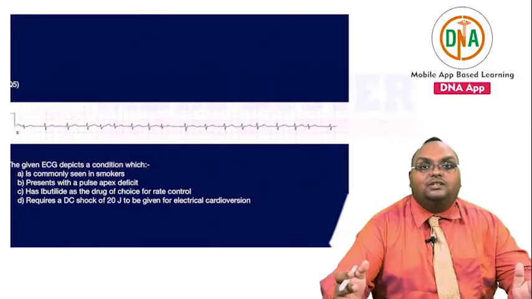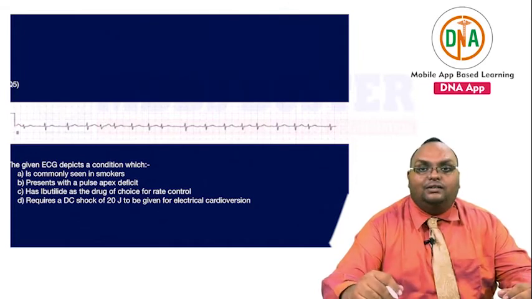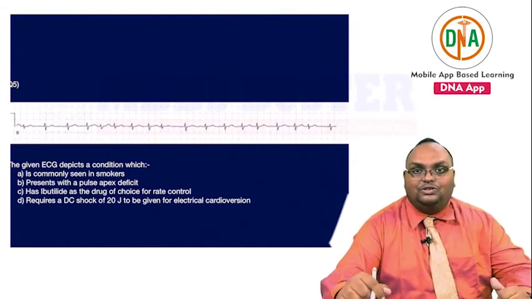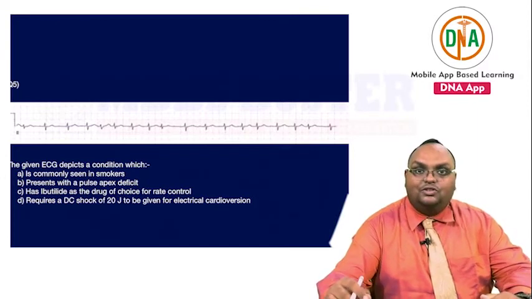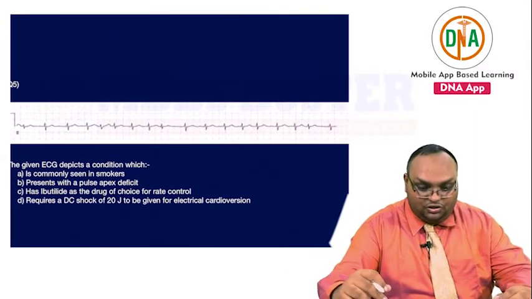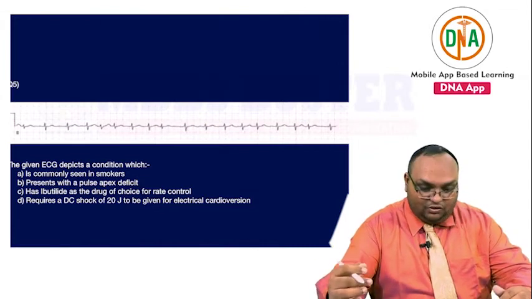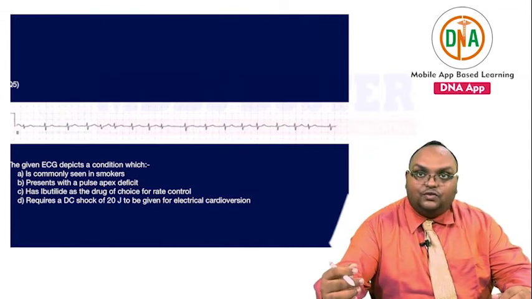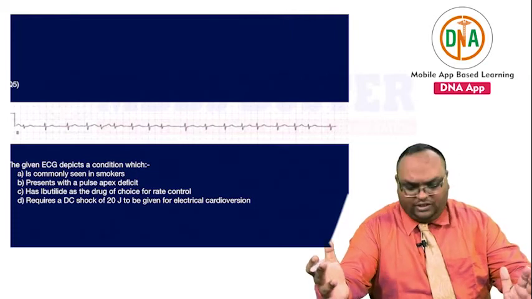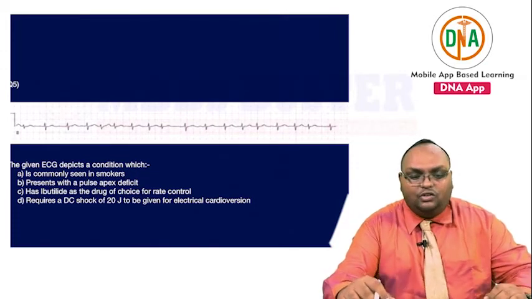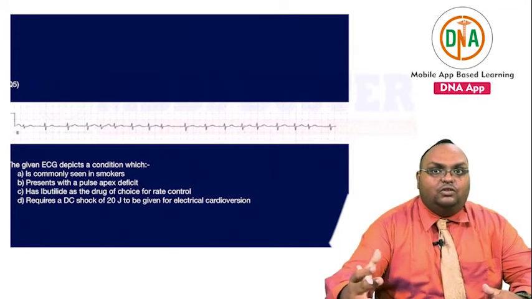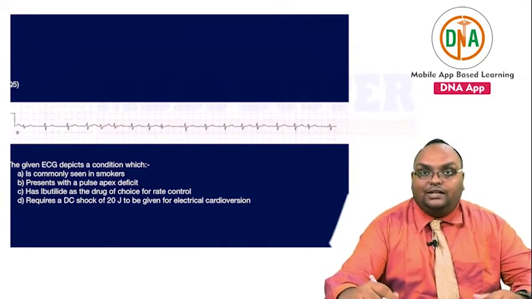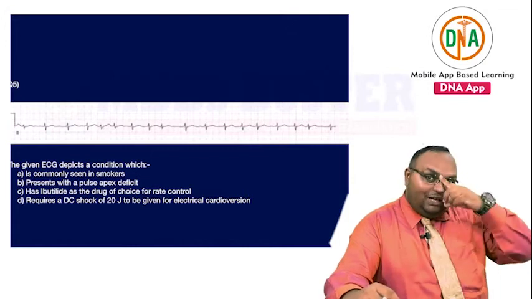Given before you is an ECG strip, and there are some very interesting options given alongside it. The given ECG depicts a condition which is either commonly seen in smokers, or presents with a pulse apex deficit, or has ibutilide as a drug of choice for rate control, or requires a DC shock of 20 joules to be given for electrical cardioversion. Yes, as you've already understood, you have to choose the correct option out of them. And which one is the correct option after all? You need to know that.